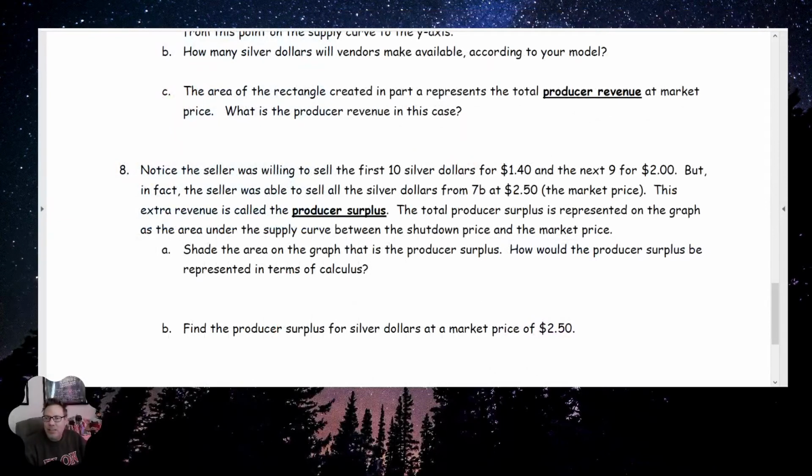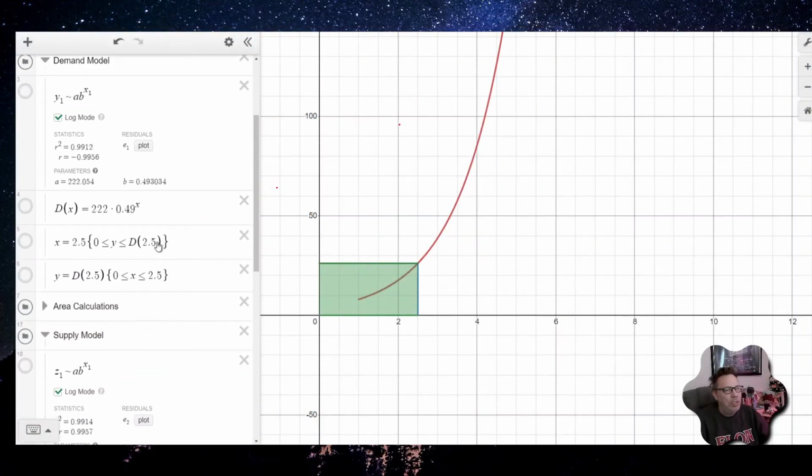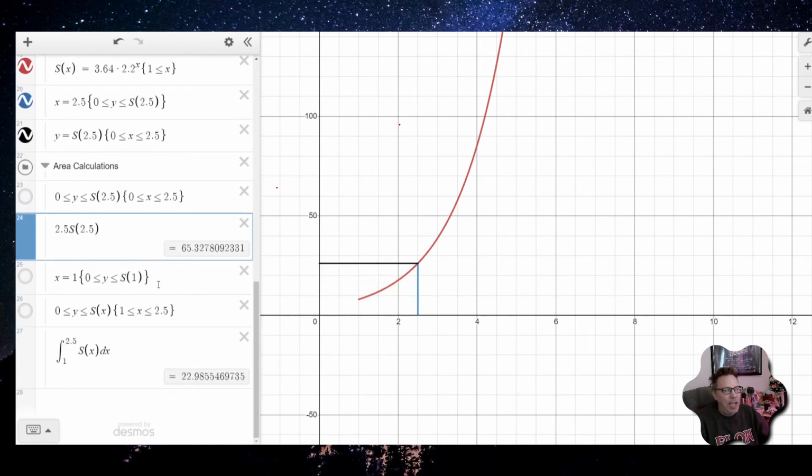Now, going back and reading the rest of this, there's something called a producer surplus in here. It's very similar to what we've done with the demand side of it. But on this side, we have to shade an area of the graph that's under the supply curve, but to the right of the shutdown price and less than the market price. Let me show you what I mean on my Desmos curve. I'm going to get rid of this area for now and put in my shutdown price right there. The area that we want is this region right here, the region between the shutdown point and the selling price, but below the supply curve.